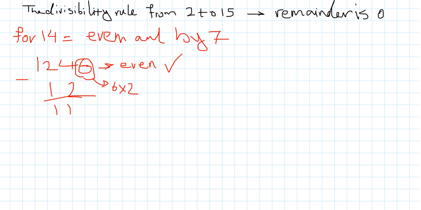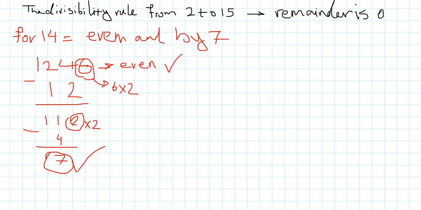Excuse me, the line is not good here. 112, again 2 times 2 is 4. So 11 minus 4 is 7. So we know 7 is divisible by 7. So this number is divisible by 7 and it is even, so it can be divided by 14.